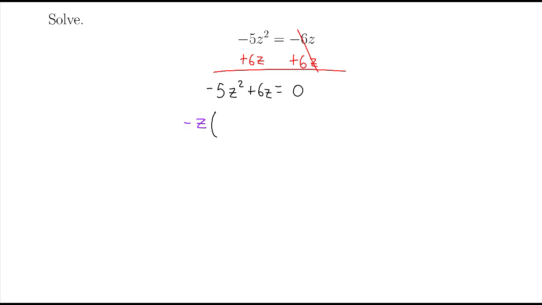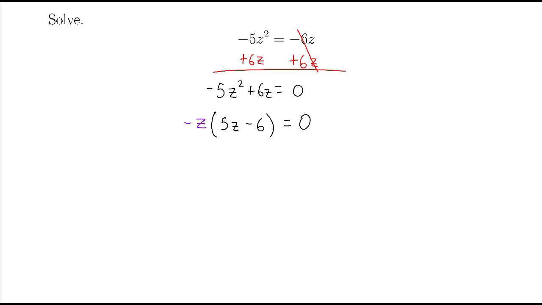Okay, so if I factor out a negative z, again, I'm dividing it by negative z, dividing out negative z. Negative 5 over negative 1 is positive 5, and z squared over z is just z. I forgot the 5 there. 5z. Okay, and then if I divide out a negative z from here, the z's would cancel. I'm left with 6 over negative 1, which would be negative 6. Okay, so now we have factored the left expression. Negative z times 5z minus 6.